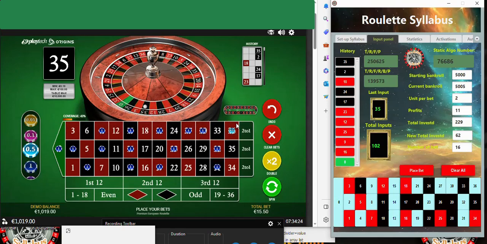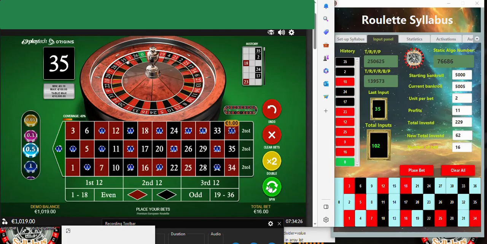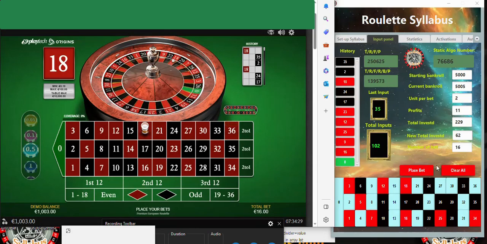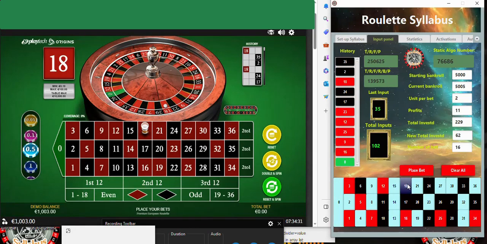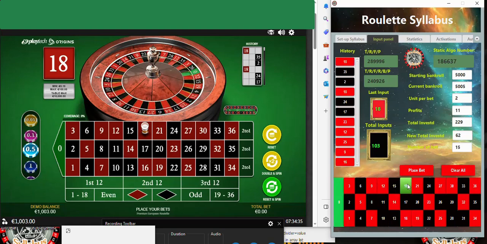Now look, the lost amount is what? 62. The new total invested is 62. So that is a loss because we have invested that. Before the prediction comes, what do you do? You have to find a number to divide this by to make sure that it is between 1 and 16 maximum. Right? 15 or 16 is okay, but do not exceed 20.